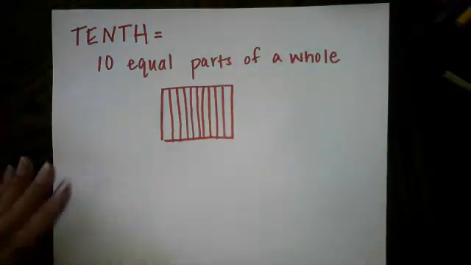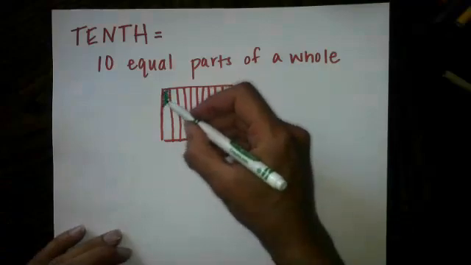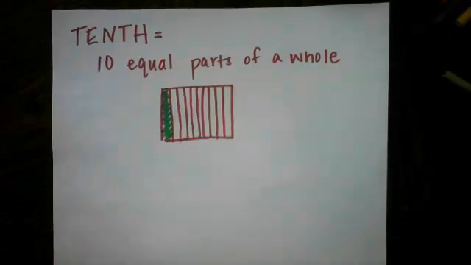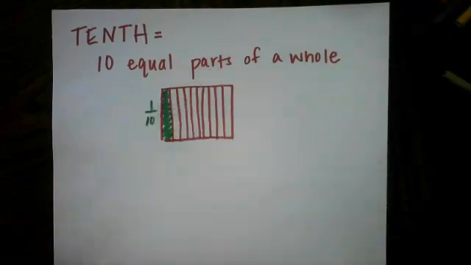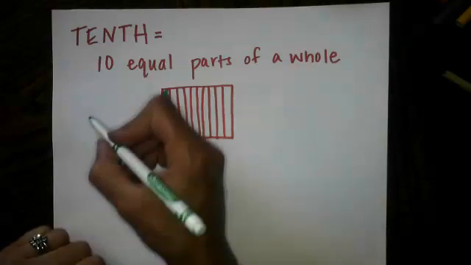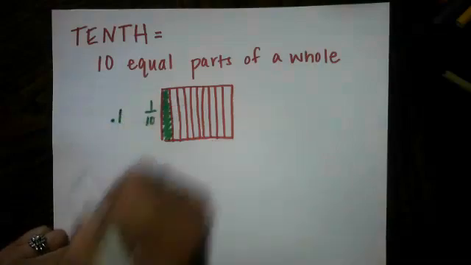1/10 is one of those parts. So that is 1/10. If I were to color 2, that would be 2/10. If I were to color 3, that would be 3/10. If I were to write that as a decimal, 1/10 would look like that.